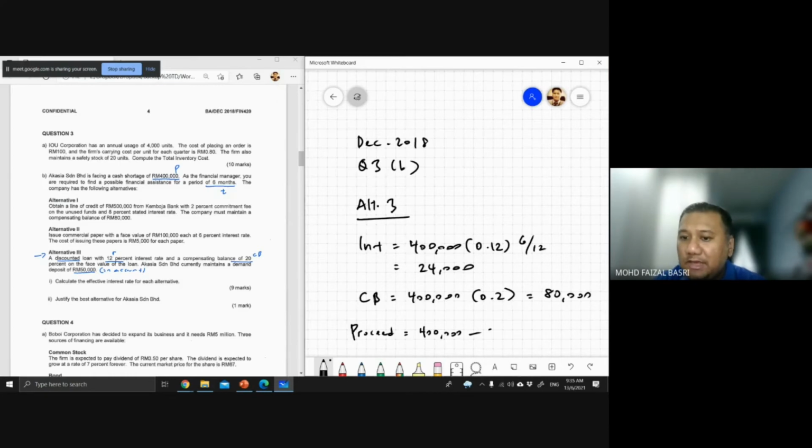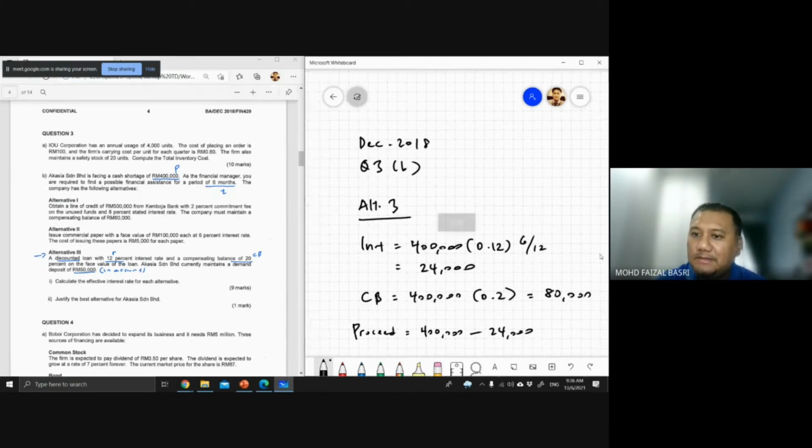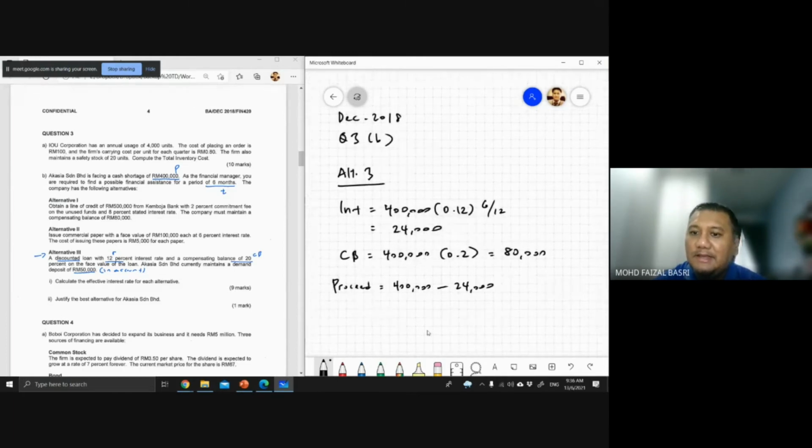So the 24K you have to minus as part of your discount interest. And usually we're going to deduct the CB at the back, like the example earlier. But in this case, you don't have to deduct 80K solid. You only have to pay 30K actually, because 80K is the requirement, and 50K is already in the account.